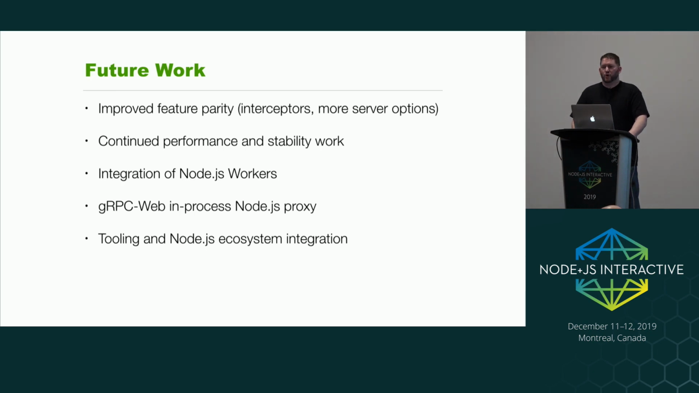Integration of Node.js workers, I think, would be something that would be interesting to play around with. I don't know what kind of performance gains it might lead to, but it's worth investigating. And then just general tooling and Node's ecosystem integration. So it'd be nice if there was a benchmarking tool that could talk HTTP and gRPC at the same time. It would be nice if there was a nice way to put gRPC into a Hapi server, an Express server. So just those types of tools that seem to be missing but would be nice to have.